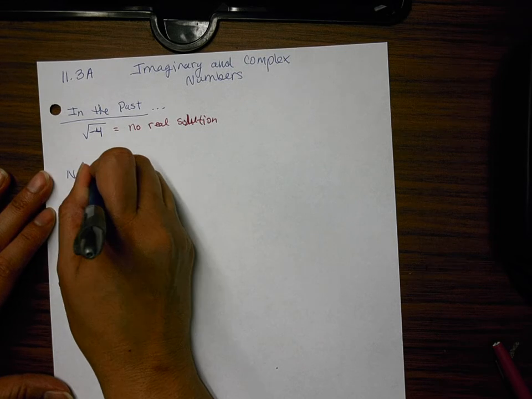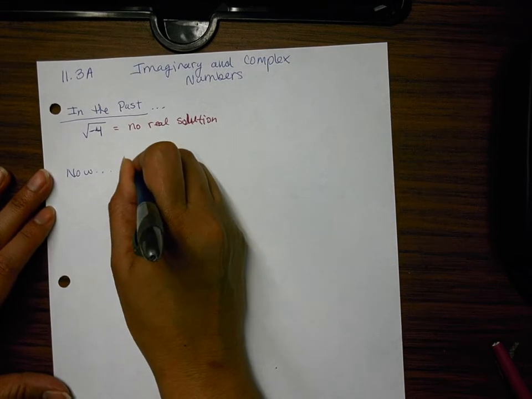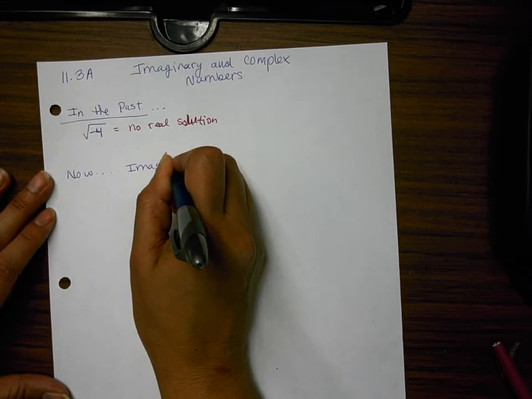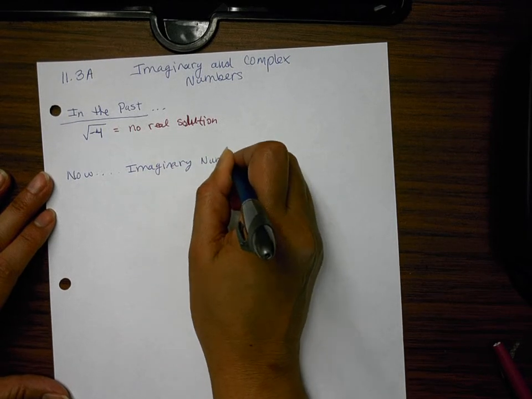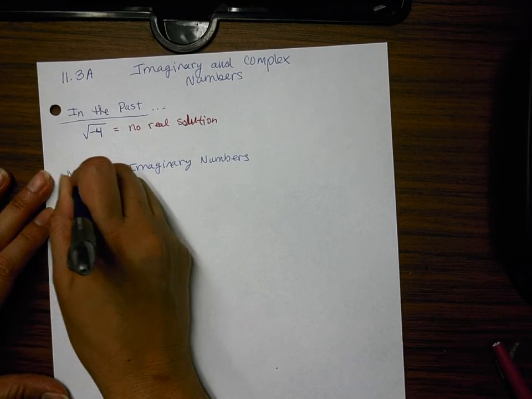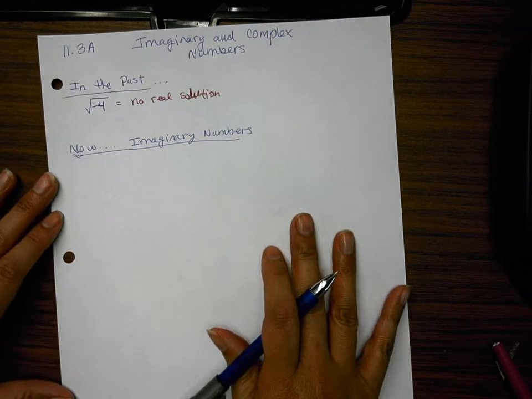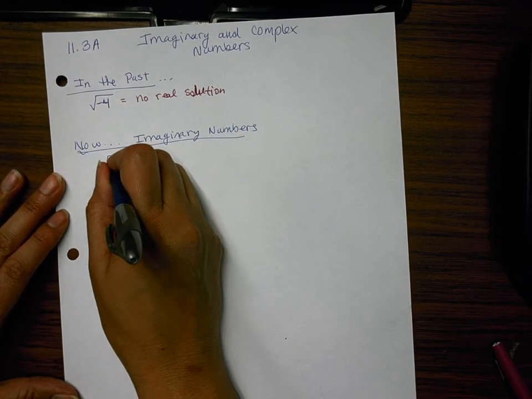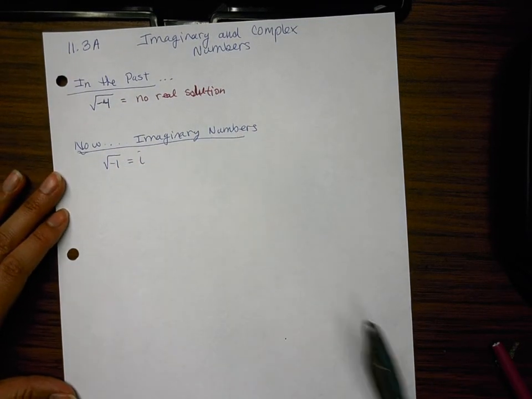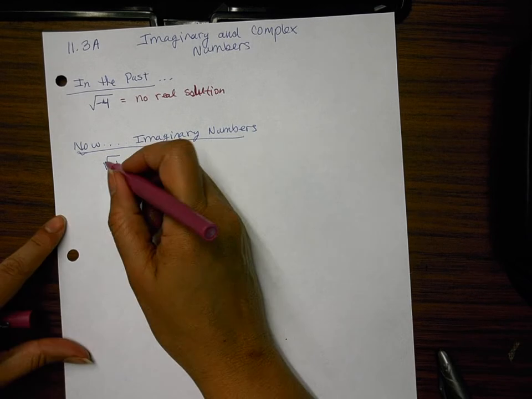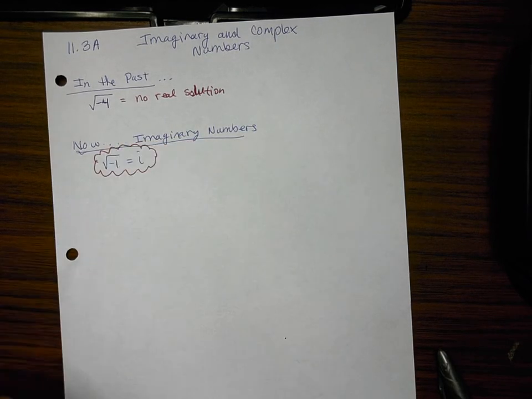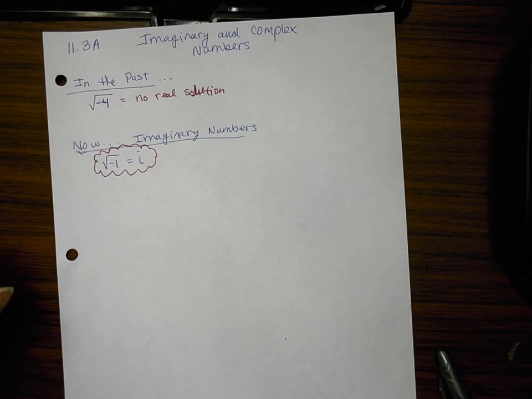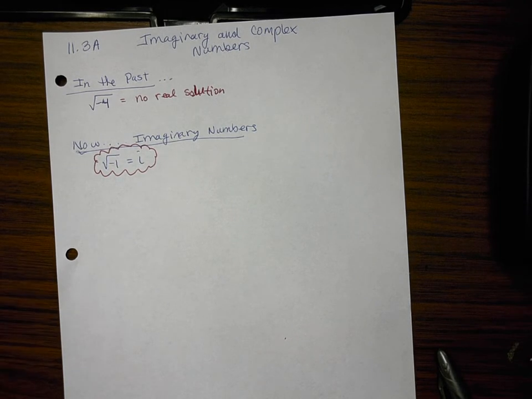Now in the present, we're going to be using imaginary numbers. How do imaginary numbers work? Well, like so. Okay, first off, the square root of -1 equals I. All day, every day, that's the definition. Square root of -1, from now on, we're going to call I, being the imaginary number. Square root of -1 is I.